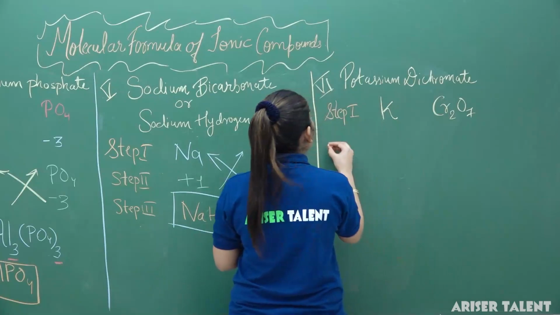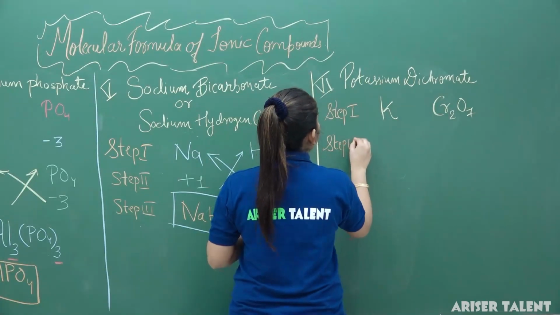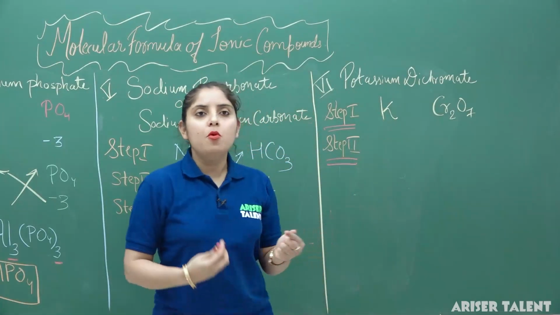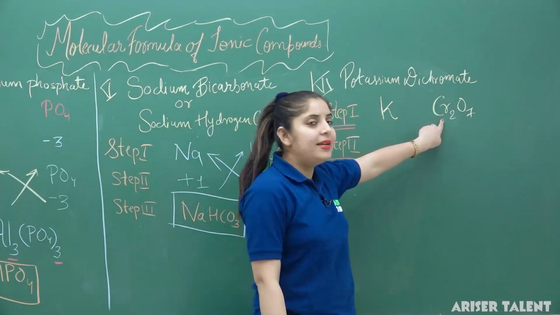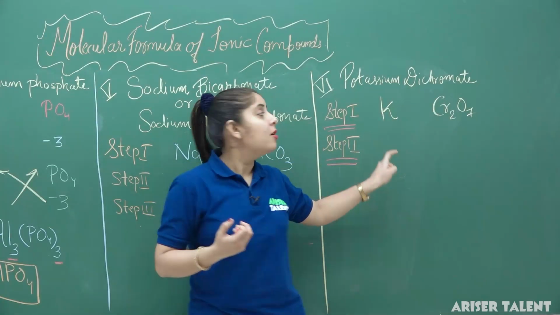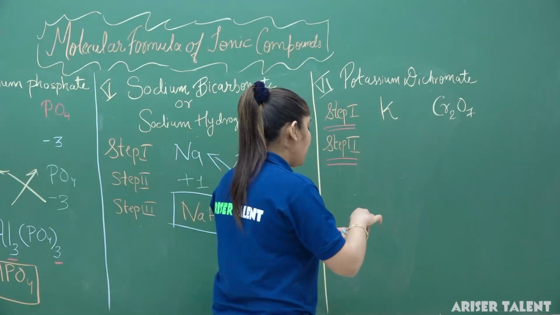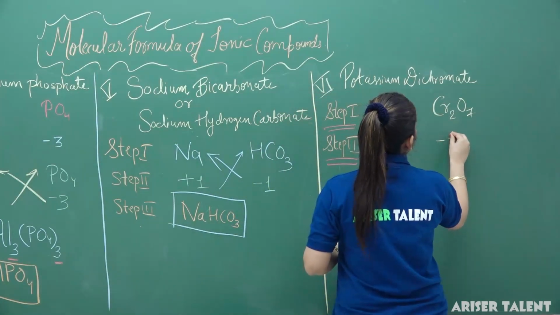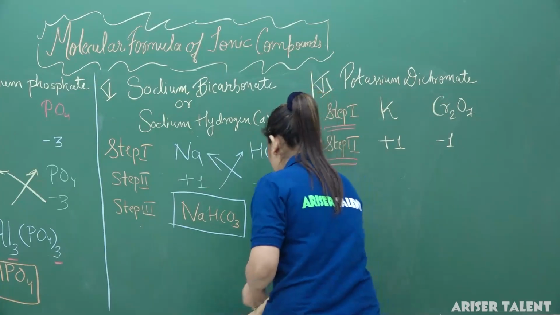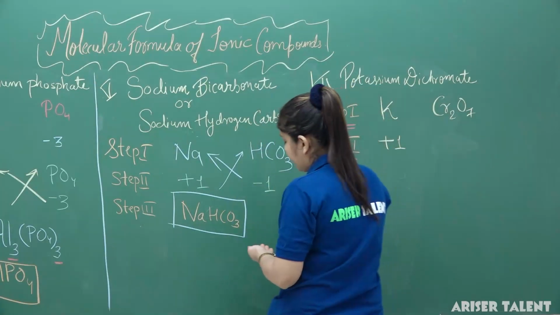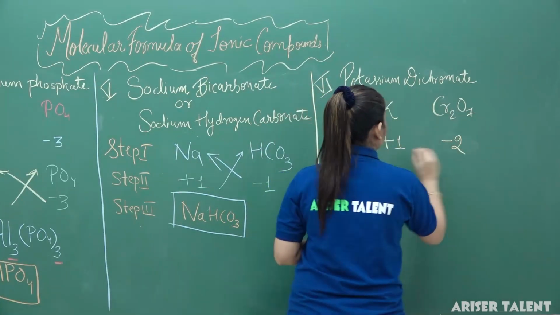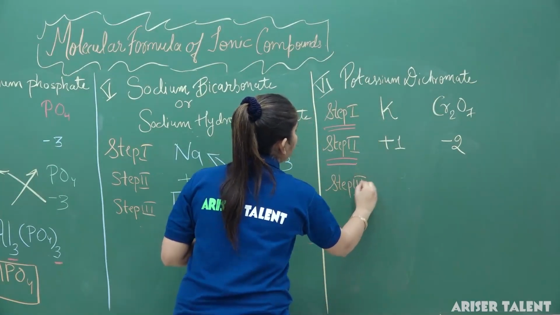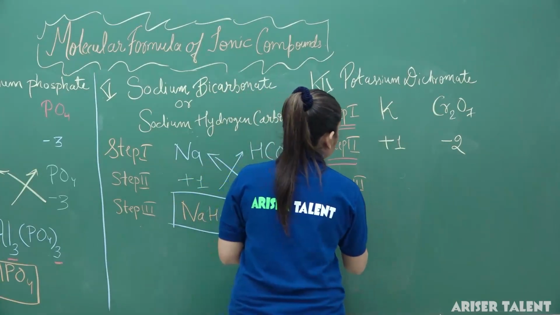Now in step number 2, we will write the corresponding valencies below them. I'm again repeating, the most electronegative element will be put on the right side and the less electronegative element will be put on the left side. So for potassium we have +1, and for dichromate we have a valency of -2.